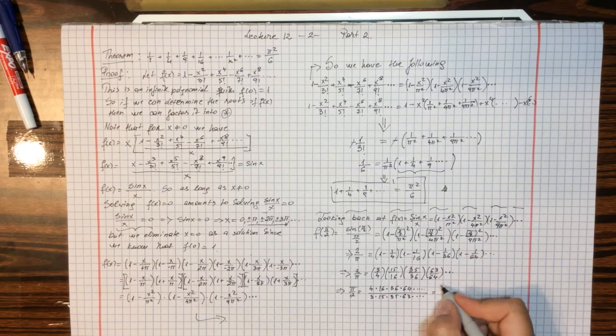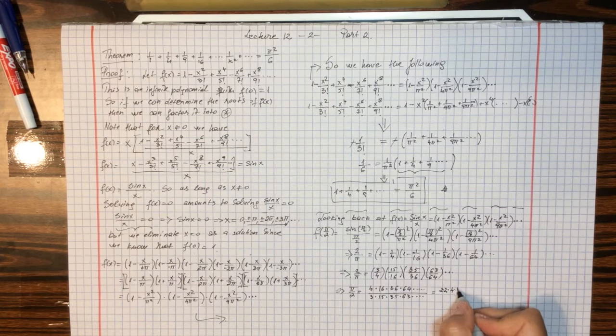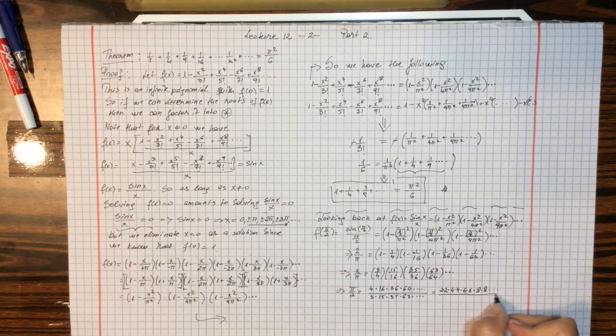But this is the same as writing 4 is the same as 2 times 2, 16 is the same as 4 times 4, 36 is the same as 6 times 6, 64 is the same as 8 times 8, and so on, over 1 times 3, 3 times 3 times 5, 15 is 3 times 5, 35 is 5 times 7, 63 is 7 times 9, and so on.